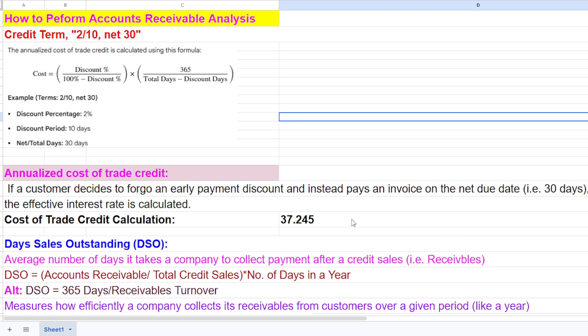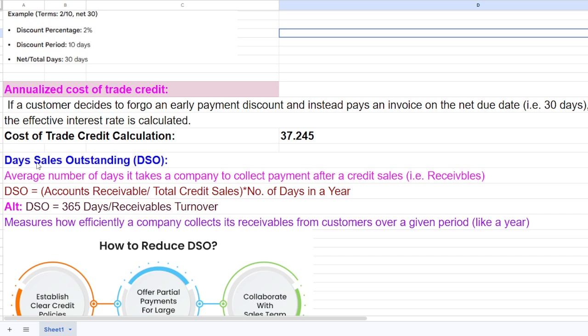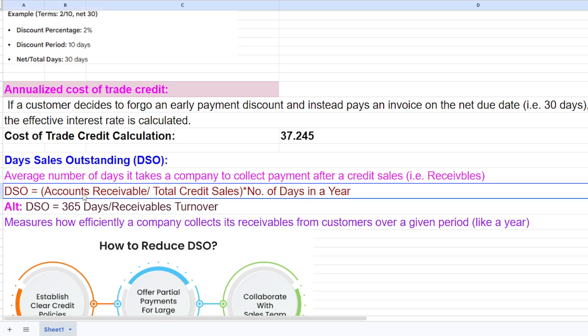Okay, so now let's talk about days sales outstanding, DSO, which is also known as receivable collection period. Simply when you define DSO, this is how long it will take to collect the receivable. That means the average number of days it takes the company to collect the payment after credit sales. Now how are we going to find the days sales outstanding? This is simply account receivable divided by total credit sales times number of days in a year. If this is given in weeks or months, you just have to modify your equation.